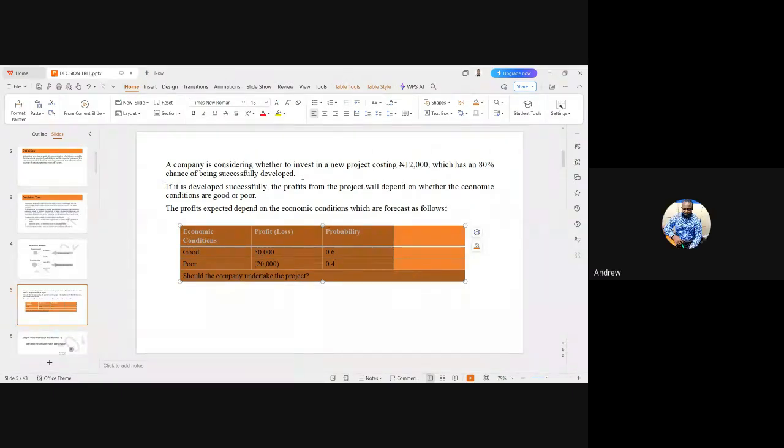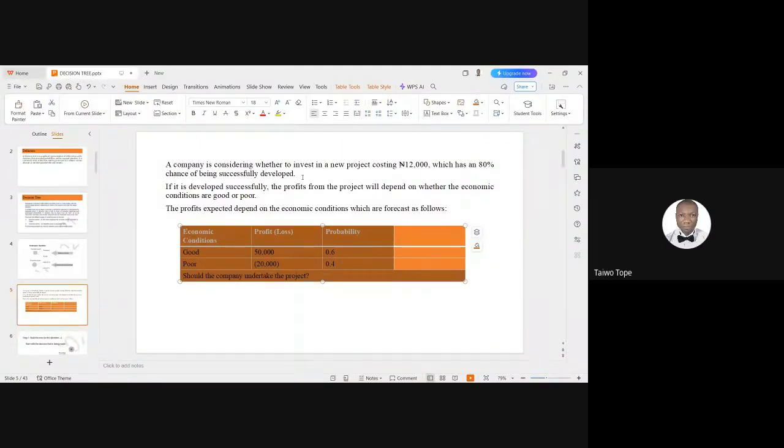Now, when the business is successful, what are those two possible outcomes? Good and poor economic conditions. When you are faced with a good economic condition, what will be your profit? 50,000. And the associated probability with a good economic condition is what?